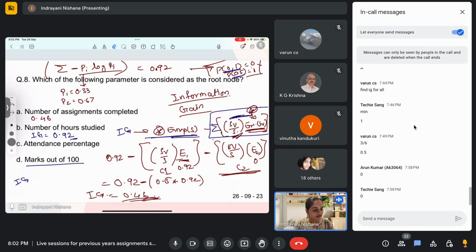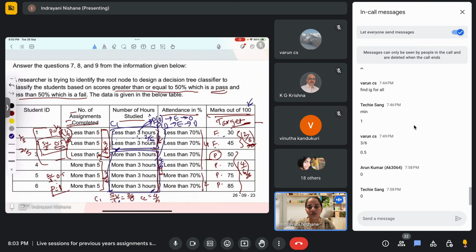So now attendance percentage. Looking at this distribution, where the distribution is 4 and 2, can you tell me whether this will have information gain greater than 0.92? Just by your understanding of the formula and the connection between probability and entropy, based on common sense, I don't need calculated values. You just have to tell me whether it will be greater than the information gain for number of hours studied. Will it be greater than 0.92?